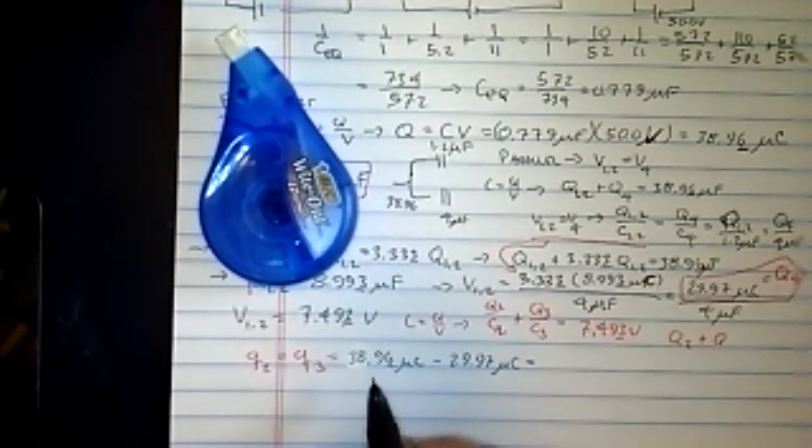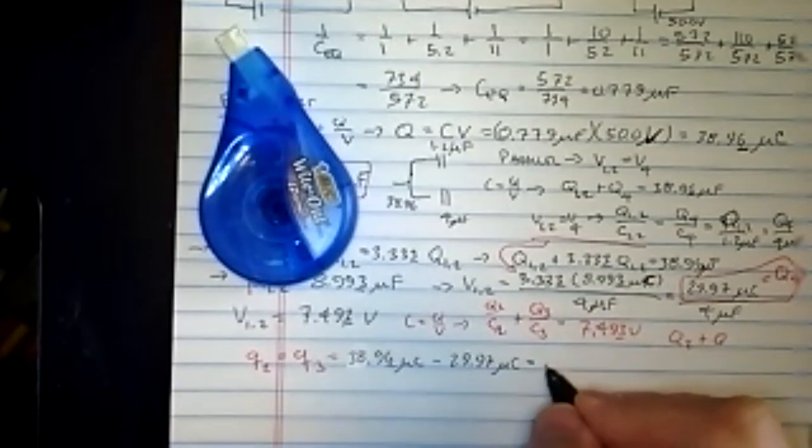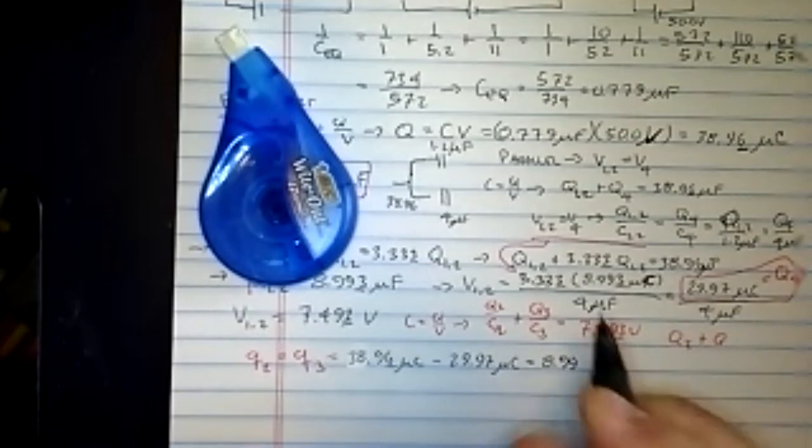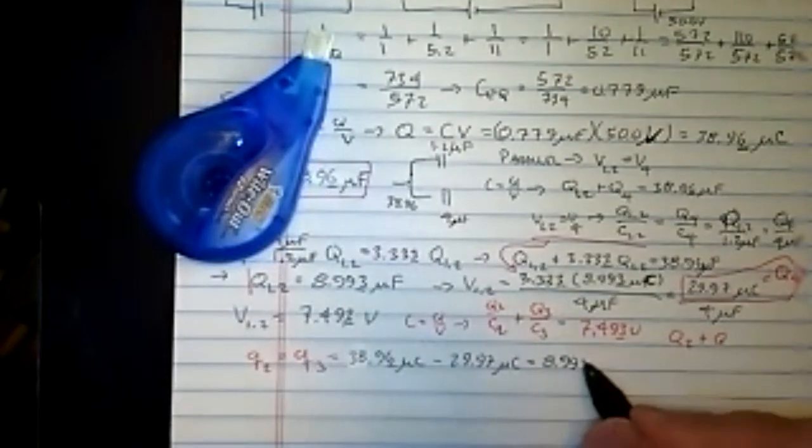Now, I think you'll see what this is going to be. It's going to look just like that, basically. So when I do that, I do 38.96 minus 29.97, and that gives me 8.99 microcoulombs. And in fact, earlier we had called that 8.993. So I'll carry that 3 microcoulombs.